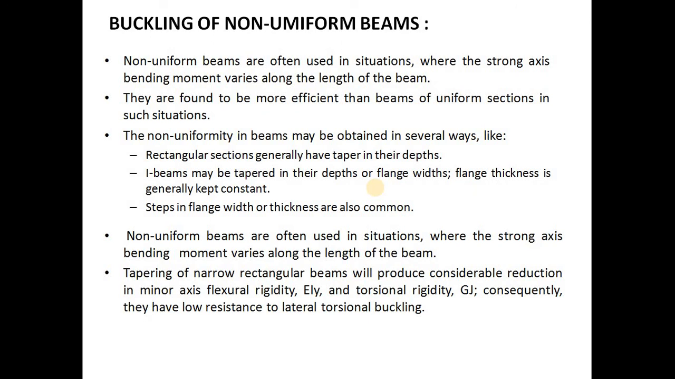I-beams may be tapered in their depths or flange width, while flange thickness is generally kept constant. Steps in flange width or flange thickness are also common. These all come under pre-engineered buildings. Non-uniform beams are often used in situations where the strong axis bending moment varies along the length of the beam.